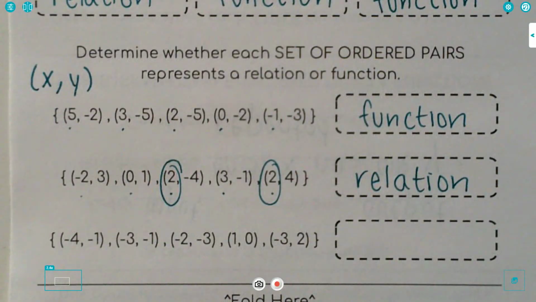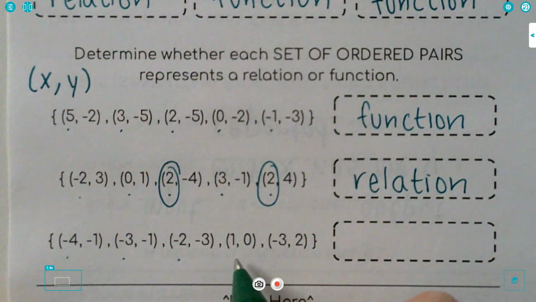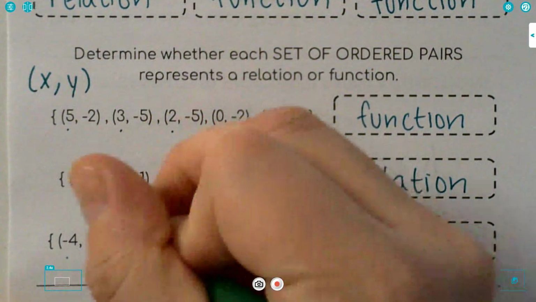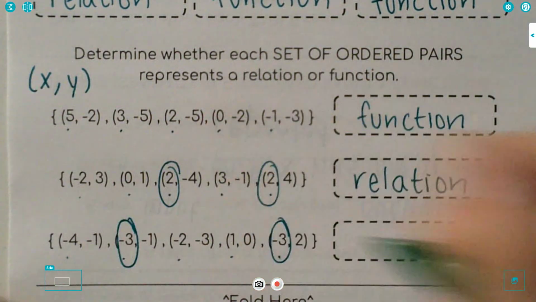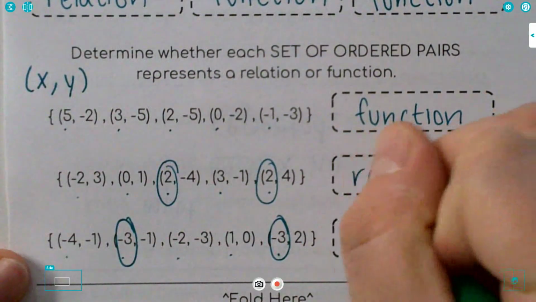And then the very last one. Negative 4, negative 3, negative 2, positive 1, and then negative 3 again. I repeated that negative 3. Repeat means relate. This is a relation.